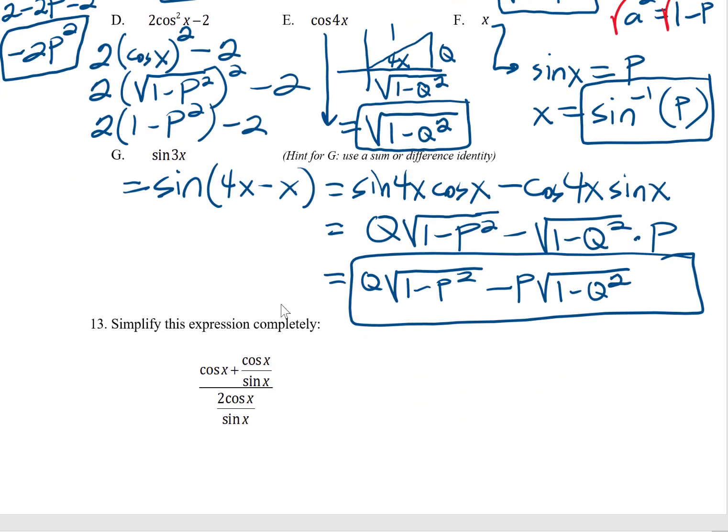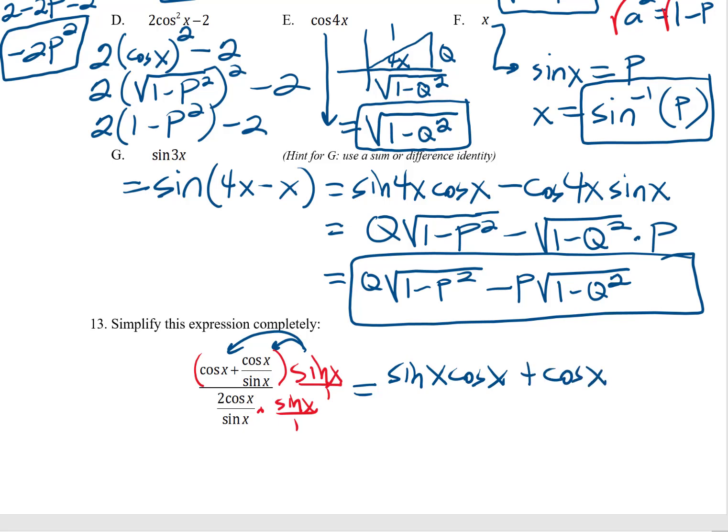Problem number 13, we have another complex fraction that we want to simplify. The LCD of the little fractions is sine x. So I'm going to multiply the top by sine x. I'm going to multiply the bottom by sine x. On the top, I have to distribute. I'll have sine x cosine x. For the second one, the sine x's will cancel, leaving me with cosine x. On the bottom, also the sine x's will cancel, leaving me with 2 cosine x.